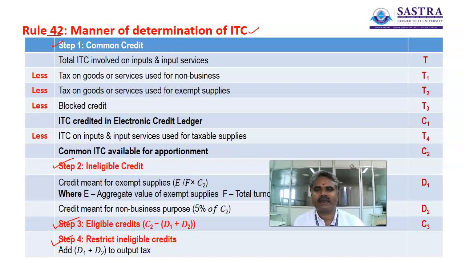Step number 1, common credit. Step number 2, ineligible credit. Step number 3, eligible credits. Step number 4, restrict ineligible credit. So what is common credit, what is ineligible credit, what is eligible credit, what is restrict eligible credits, everything we'll discuss one by one.